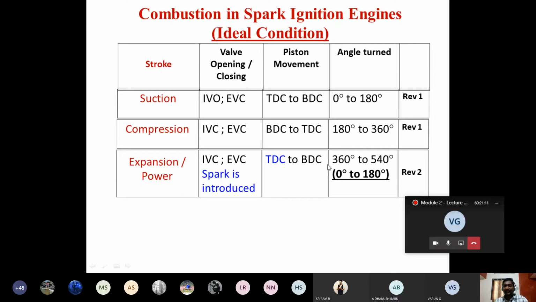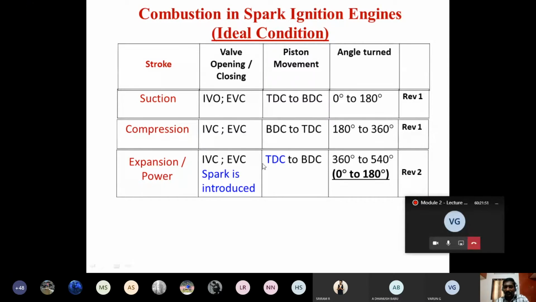The piston moves from TDC to BDC. What about the crank angle? Yes, the second revolution starts. So the next 120 degrees of revolution is going to start. If you start from 0 with the first revolution and consider it, then this is going to be 360 to 540. For the second revolution, it is 0 degrees to 180 degrees, because normally we consider the crank angle as 0 degrees whenever the piston is at TDC, right?